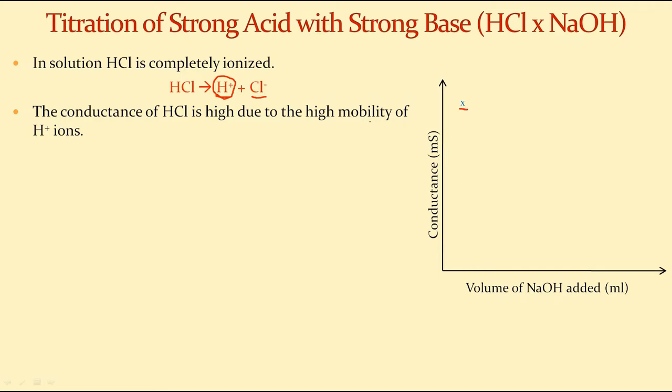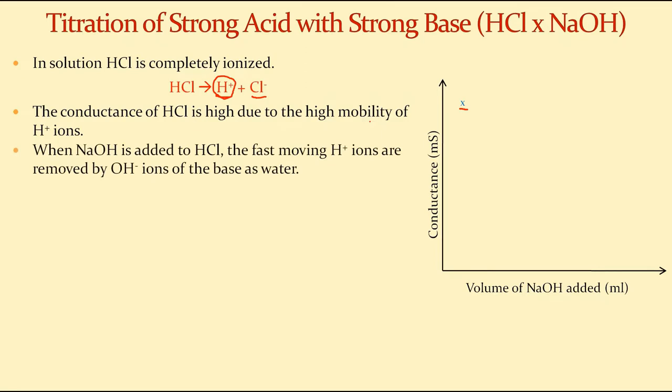Now from the burette, we drop sodium hydroxide solution. This sodium hydroxide can be added either in 0.5 ml interval or 1 ml interval. Each time we stir the solution and note down the changing conductivity values. During this addition, the reaction between sodium hydroxide and HCl yields sodium chloride and water. Here the highly mobile H plus ions are neutralized and converted to neutral water molecules. That means the H plus ion concentration is decreasing.